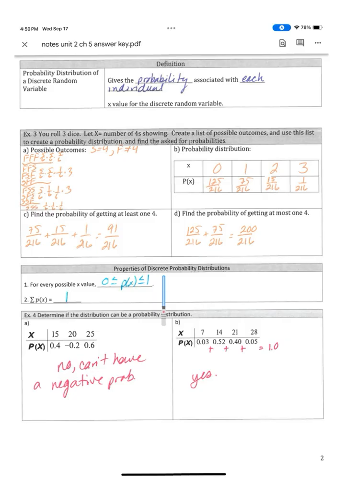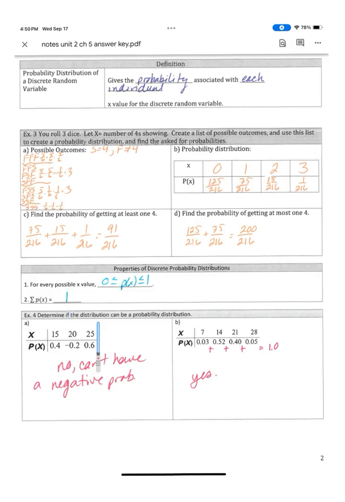All right, so there's 2 properties for a distribution. So this is our distribution. That's what it looks like. Each individual probability has to follow the basic probability rules. They can't be negative and they can't be bigger than 1. They have to be somewhere in between. And if this represents all the possible outcomes, when I add up those probabilities together, they have to add up to 1.